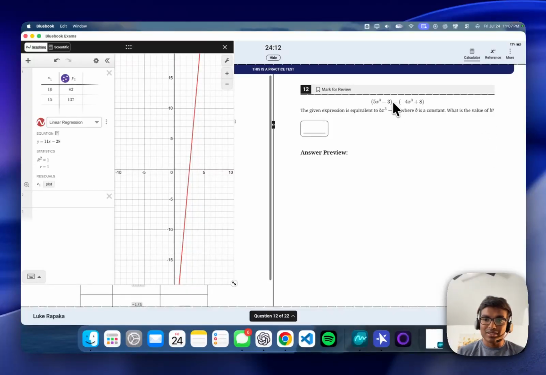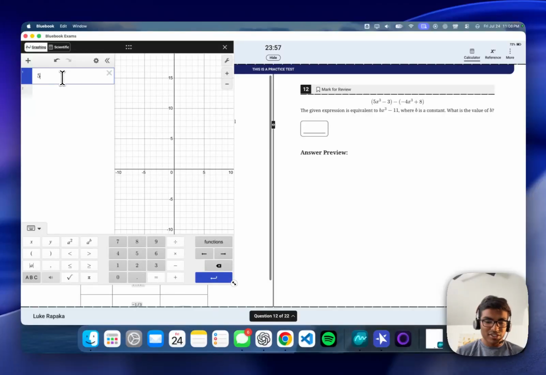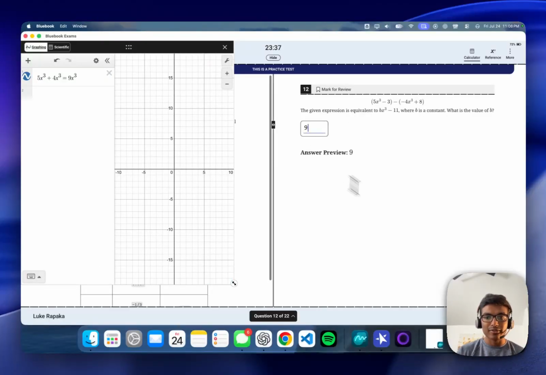What is the value of b? So this equation simplified gets you to there. The b is the coefficient of the x cubed term. So I would just look at the cubes, because the other part doesn't matter for b: 5x cubed minus -4x cubed. That's the same thing as adding 4x cubed, and then you'd be left with 9x cubed, right? So the value of b would be 9. That's our answer.